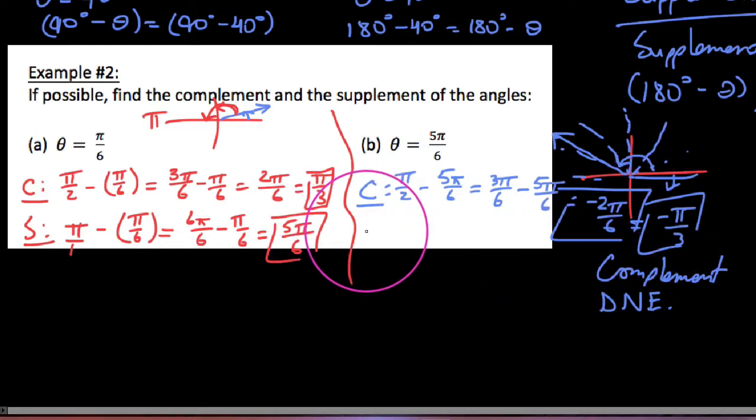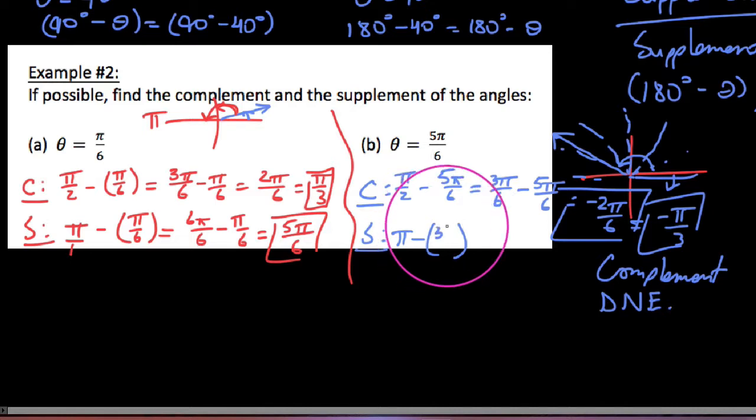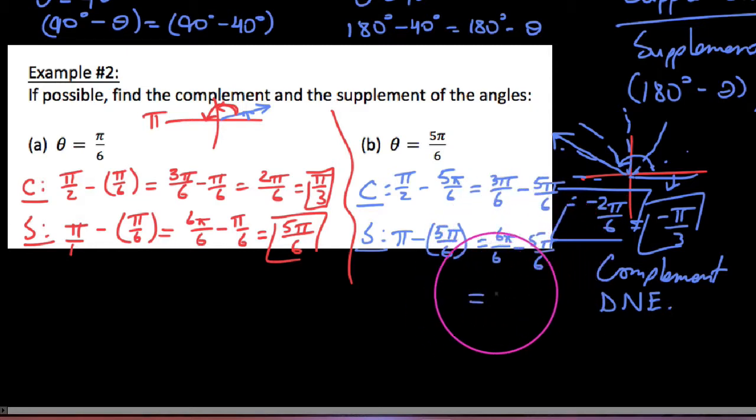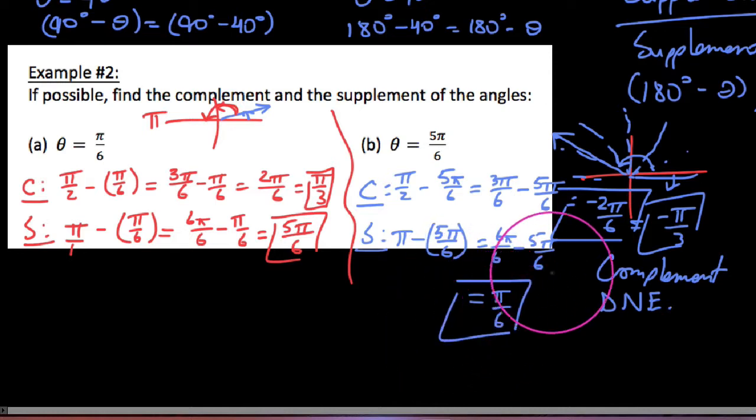Okay, so let's talk about its supplement. Would its supplementary angle exist? To find it, we take 180 degrees, or pi radians, minus the original angle, which was 5 pi sixths. We get 6 pi sixths minus 5 pi sixths, and we get the remaining pi sixth. And this just shows up on our picture up here: we take 1 more pi sixth to get this 5 pi sixths over to 180. So that is how you find complementary and supplementary angles, especially using radian measurement.